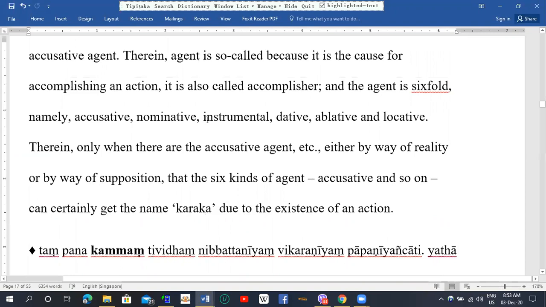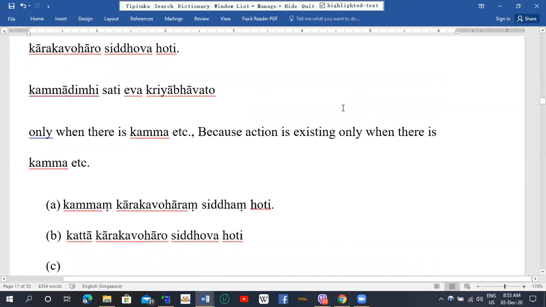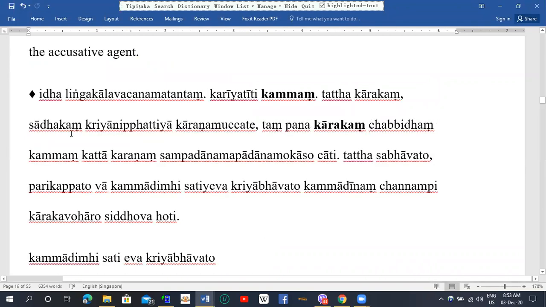Yes. Tata Karaka Saraka Kari Nipatiya Karana Ochati here. Yeah, Karaka and Sataka, the same. They are cause of the accomplishment of the action. Accomplishment of the action, how to say.